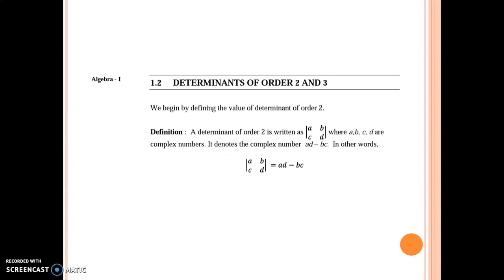Firstly, we'll define a determinant of order 2. A determinant of order 2 is written as A, B, C, D between two parallel vertical lines, where A, B, C and D are complex numbers. Its value is denoted by AD minus BC. That is, we'll multiply A with D and subtract the product of B and C from it.